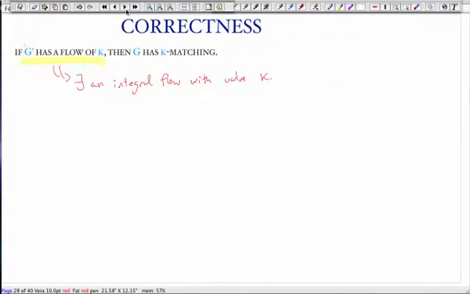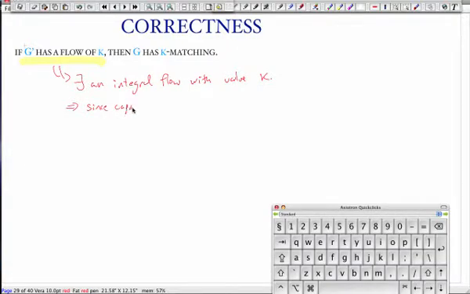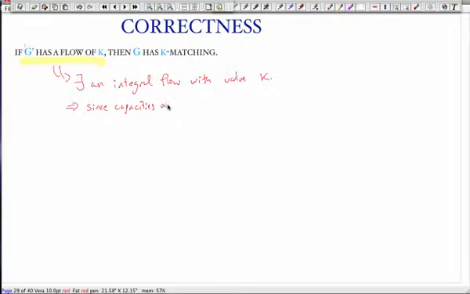Okay? So we say if G has a flow of size K, that means that there's an integral flow with value K, and that means that since capacities are 1, we know that since the flow is integral, and since capacities are 1, the flow on every edge in this integral flow is either going to be 0 or 1.